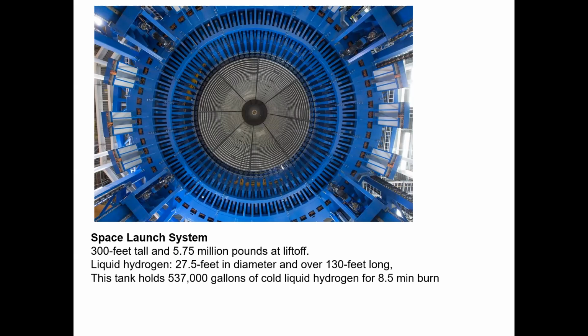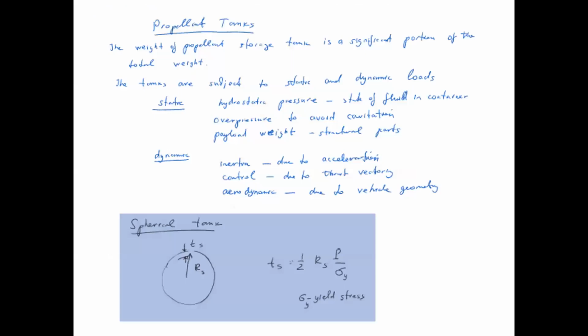And the diameter is also huge, like 27.5 feet for a 130 feet long length. So regarding propellant tanks, they undergo two main types of stresses and loads. And I already discussed how they affect your total weight of the system. They are a very significant part of your total structural mass. So the two main types of loads are your static and dynamic load.